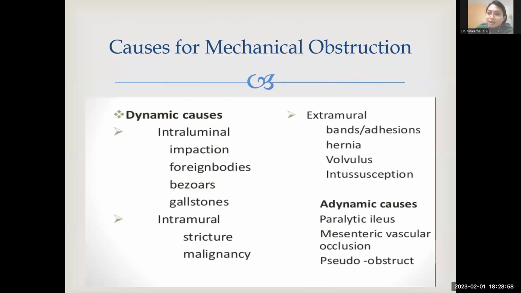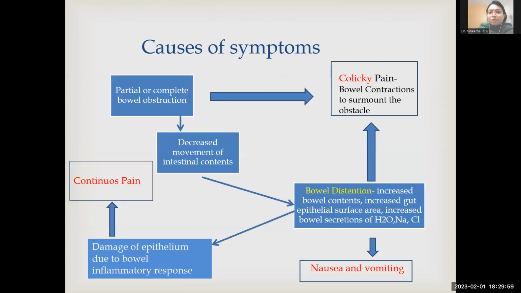So what are the causes for mechanical obstruction? This obstruction can be because of different reasons. It can be some kind of impaction. It can be foreign bodies, gallstones, if it is intraluminal, or impaction of fecal mass. What if it is intramural? Then it's probably a stricture or a malignancy. If it is extramural, it can be adhesions. Probably the patient has had multiple abdominal surgeries, or radiation to the abdomen, which has led to adhesions. Or probably the patient has a hernia or intussusception. And like we were saying, adynamic causes can be paralytic ileus, pseudo-obstructions or mesenteric vascular occlusions.